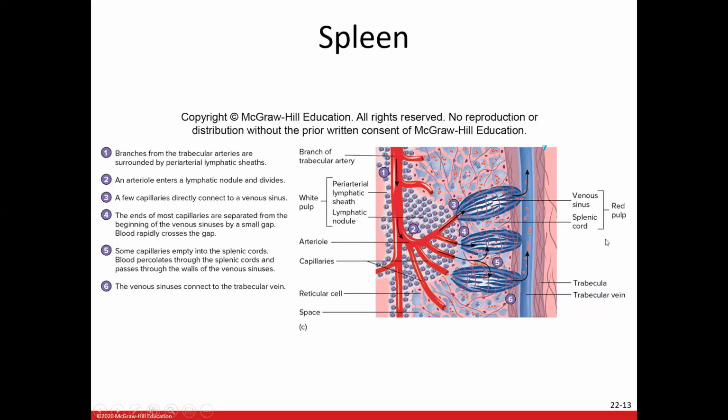Then for red pulp, we have your splenic cord, which are all these little red fibers right here running all along. Again, those have your reticular fibers from your reticular cells for structural support. And then your venous sinus, again, is a capillary running between the artery and the vein.